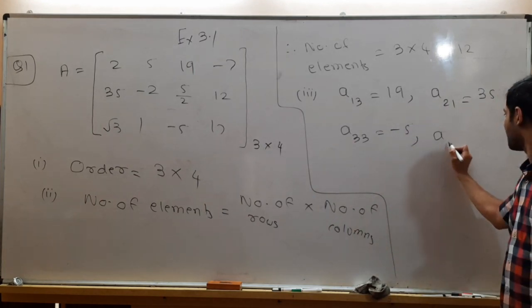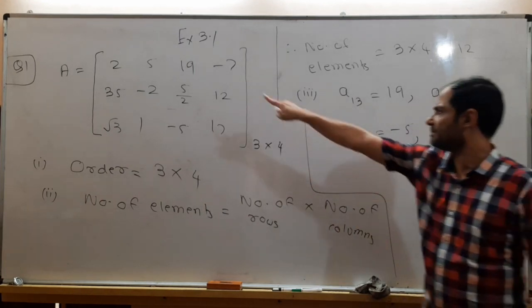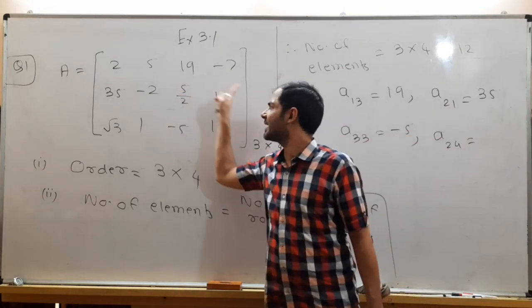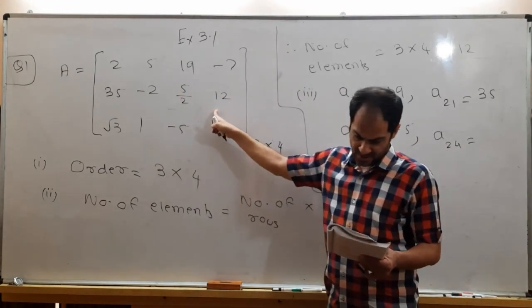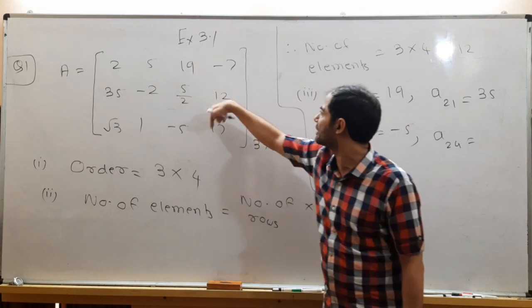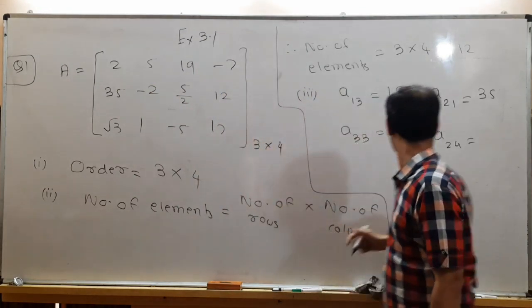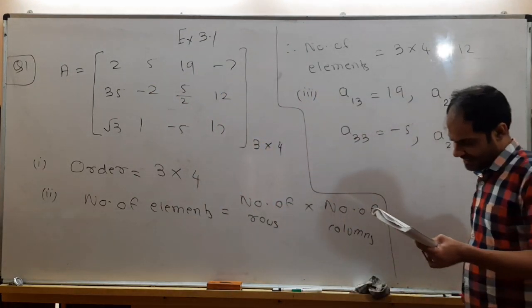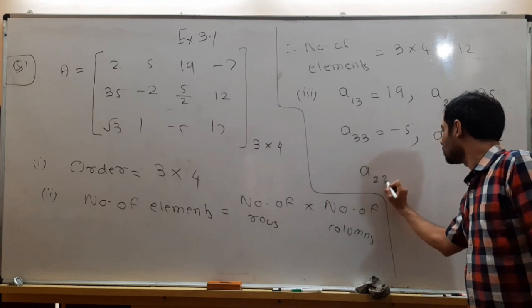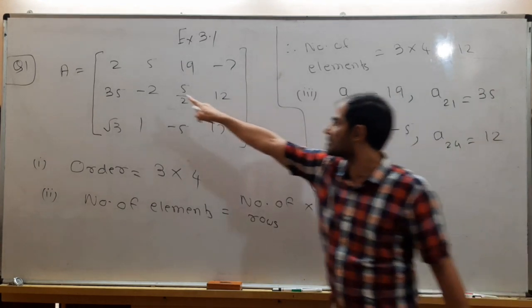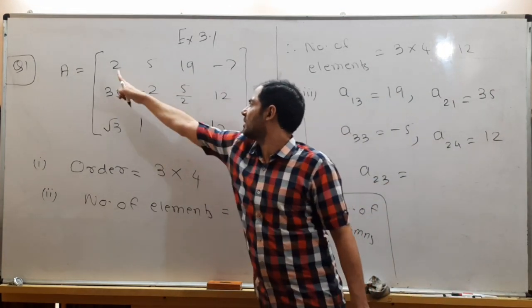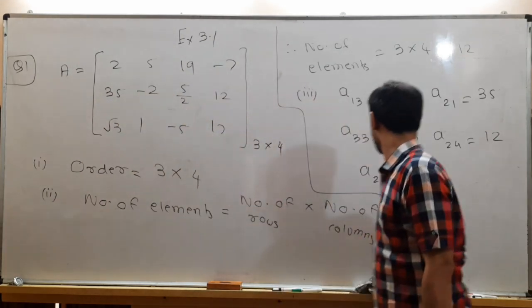A24. Second row, and fourth column. 1, 2, 3, 4. Fourth column. Second row, fourth column is 12. So it will be 12. And the last one they have asked is A23. So second row, third column. So second row, third column. So it has to be 5 by 2.